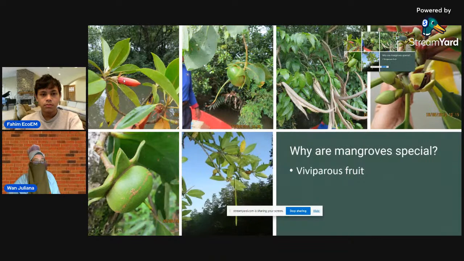So the top one here is a cigar-like fruit, we call it. Also a viviparous fruit. Once it falls to the ground, it will quickly develop the roots and the shoots, young leaves. The next one is the same as the mangrove apple, but a different species.